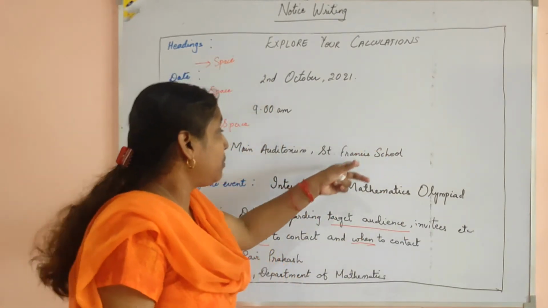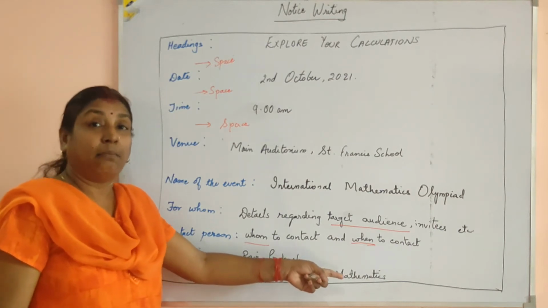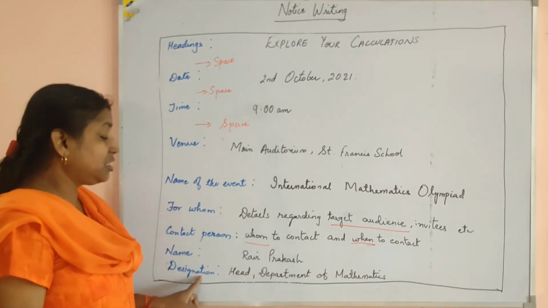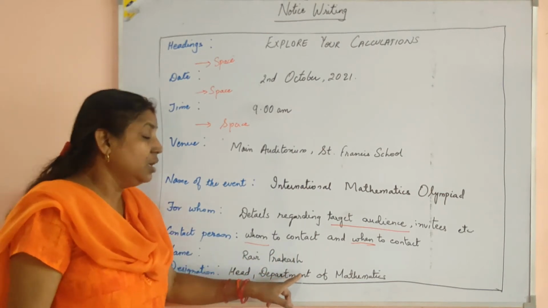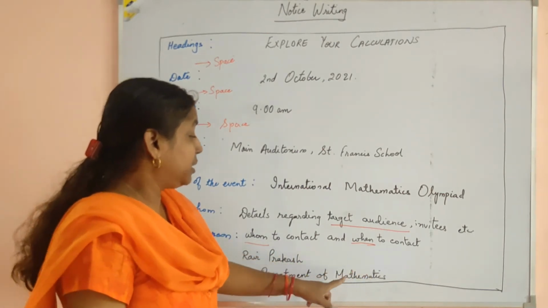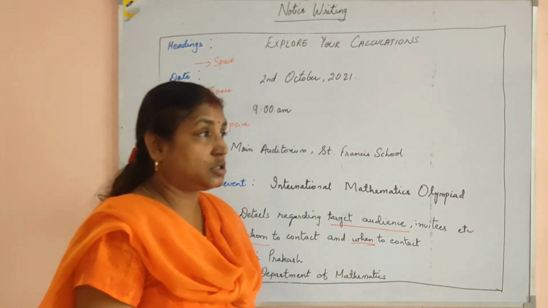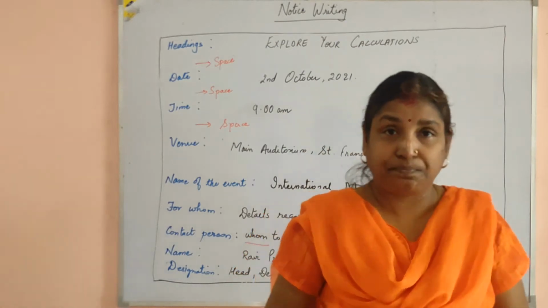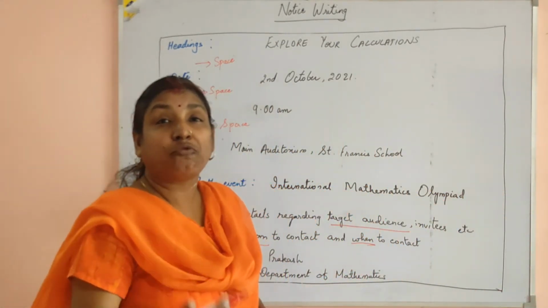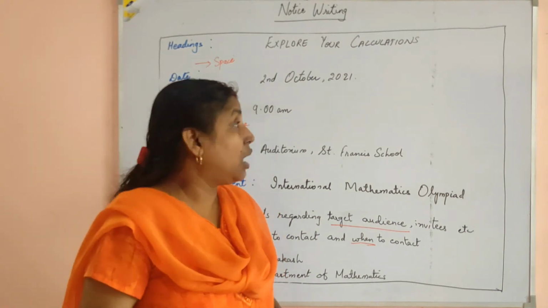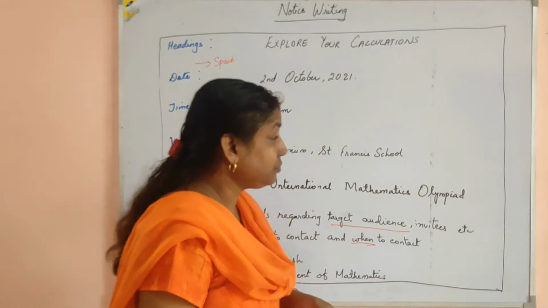Since we are talking about the Maths Olympiad, definitely it will be put up by the Department of Mathematics. So designation is head. Mr. Ravi Prakash is the head of the Department of Mathematics. This is how you end your notice. Now coming to the marking scheme: how and when you are offered what kind of marks. As I already told you, it carries step marking.